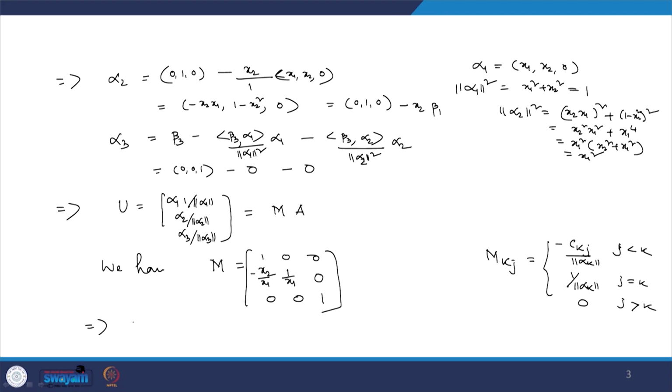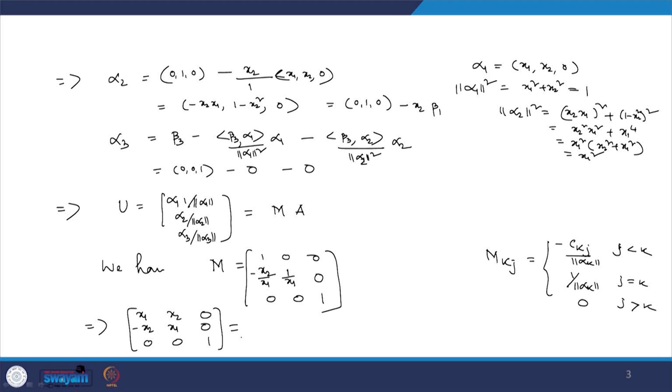This implies I will have alpha 1 by norm of alpha 1, x1, x2, 0, as the first row of capital U. The second row of capital U will be alpha 2 divided by norm of alpha 2, where norm of alpha 2 is equal to x1. So, it will be minus x2 and then 1 minus x2 square means x1 square. So, this will be simply x1 and this will be 0, and the third one will be 0, 0, 1.